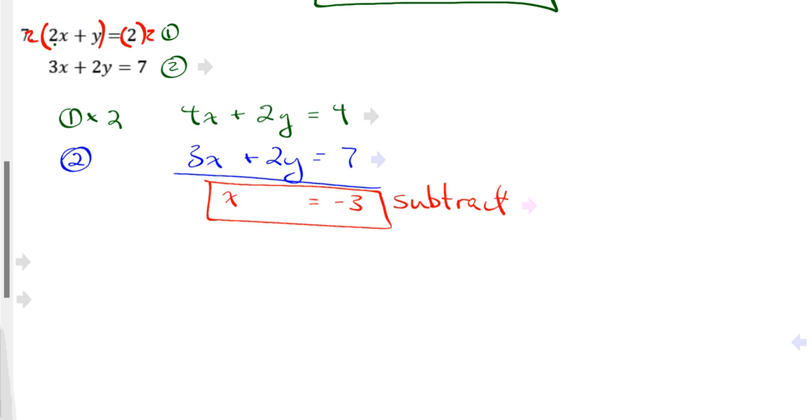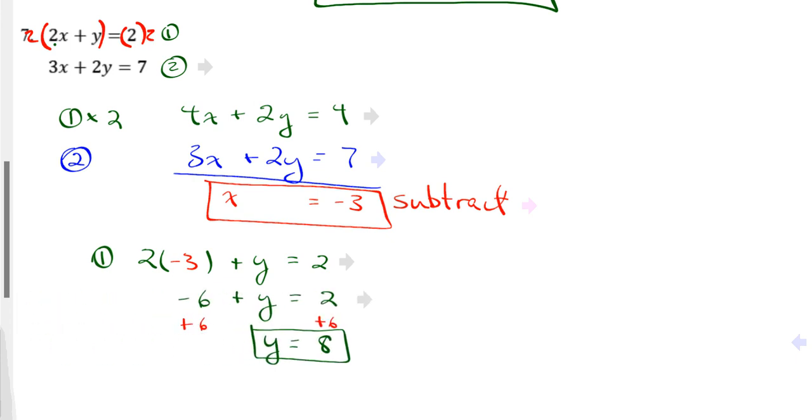Then we'll choose one of the equations. I've chosen equation 1, and I went back to the original equation rather than the modified equation. It wouldn't matter, but if you have the option and the original equation isn't too complex, good idea to go back and use that one. Substitute the value for x, and then we'll go through the steps to solve for the y. And we get y is equal to 8.